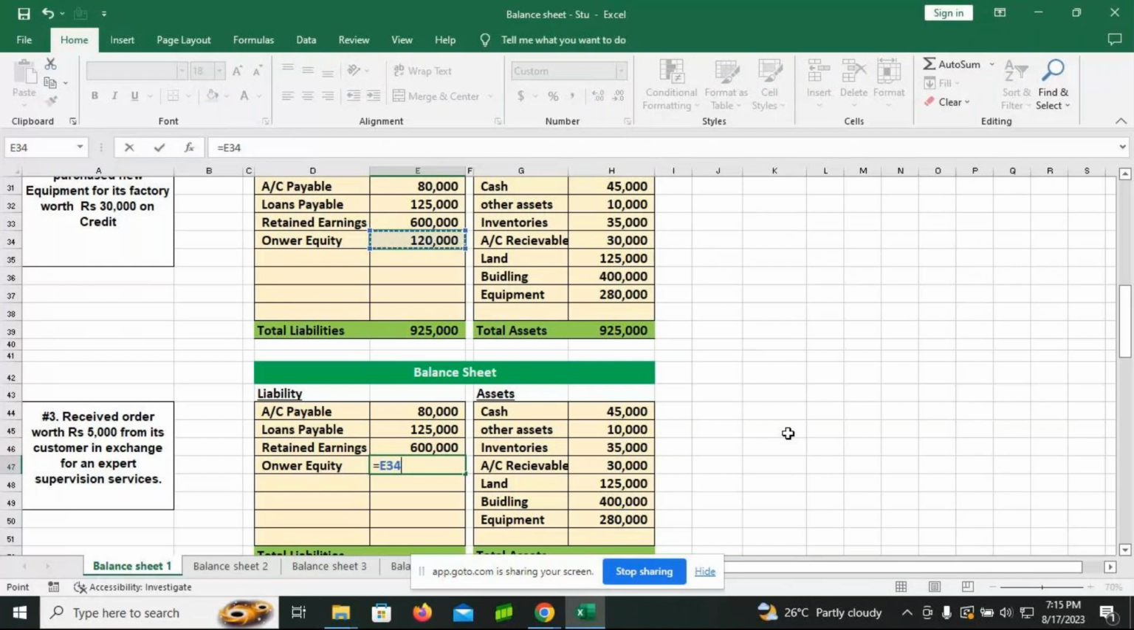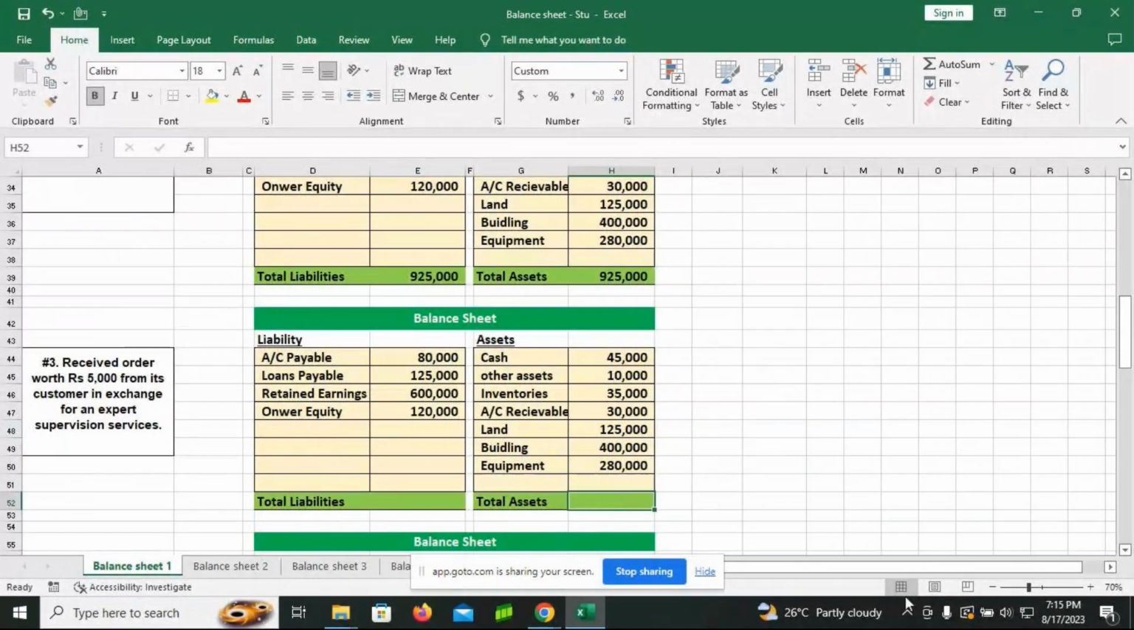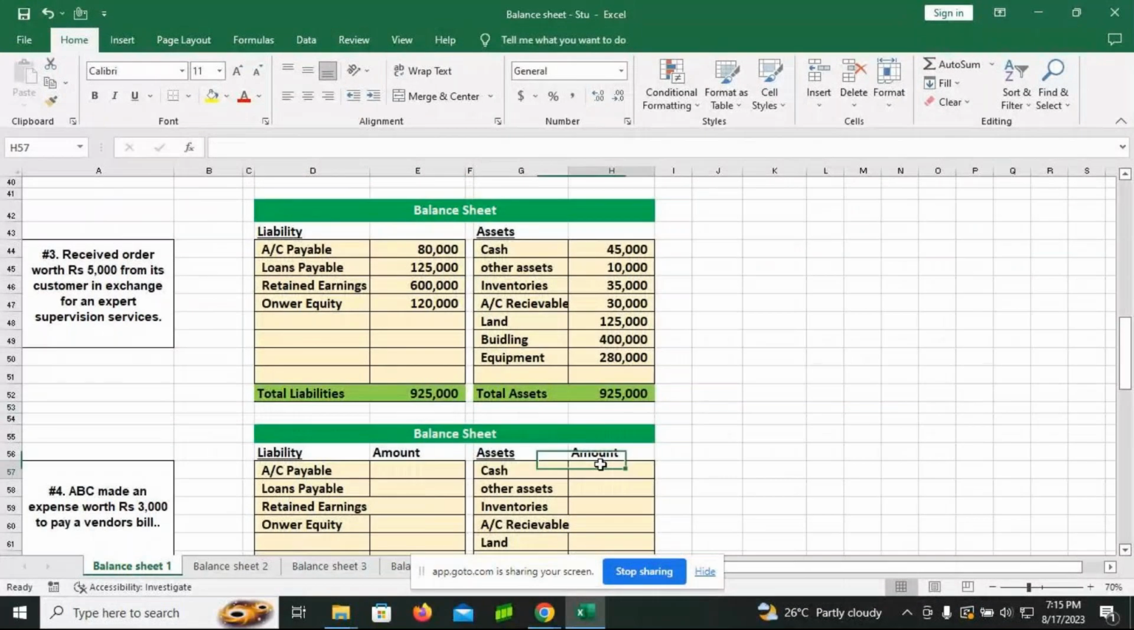okay, now here they are telling the third sum, received order worth rupees 5,000 from its customer in exchange for expert supervision services. So here there is nothing we have to add. So the values remain same in the third sum. The third one. So fourth one, I'll take the values.